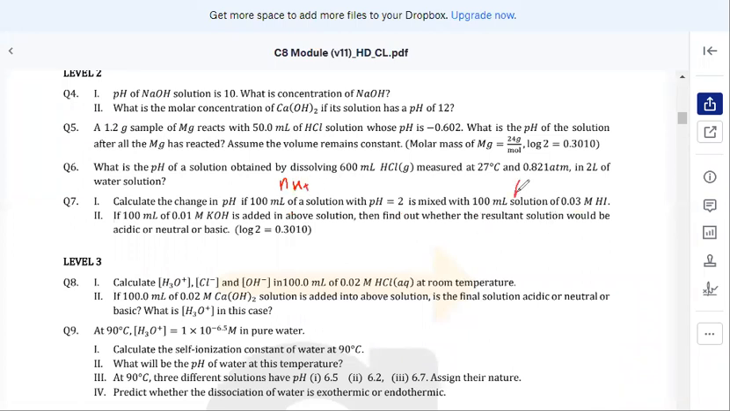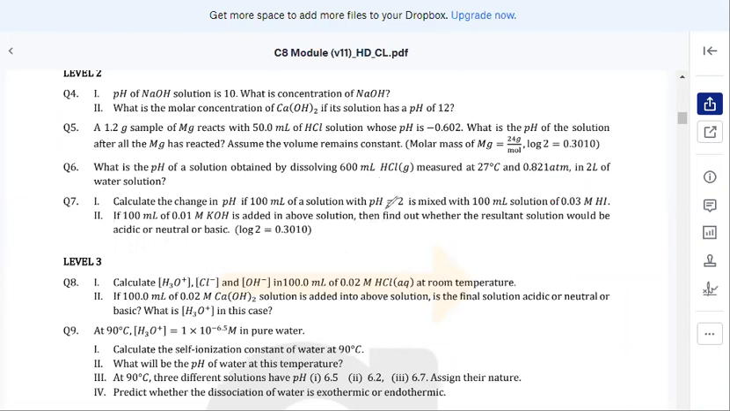Then number of moles of H plus added. Step by step, okay? First, calculate initial moles of H plus, then moles of H plus added, then final concentration of H plus. Final concentration of H plus is equal to n total by V total, okay? Now let's see how to do that.